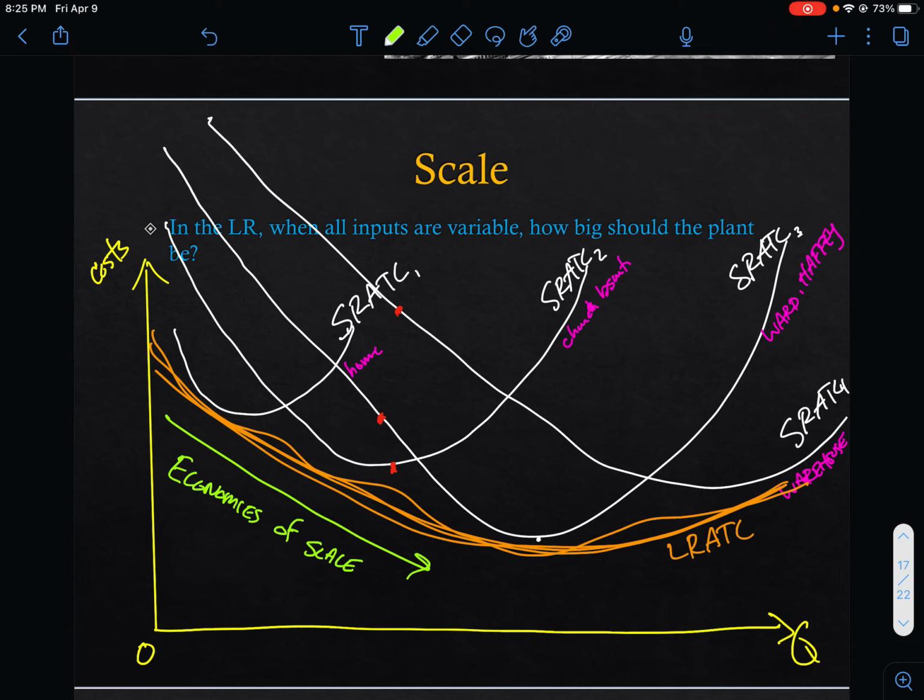Let me rewrite that. The L and the C look exactly the same, but they're supposed to be different letters. There's the C, there's the L. That time they look different. Economies of scale. So when the long-run average total cost curve is falling, you have economies of scale. And in this range over here where it's going up, you have diseconomies of scale.